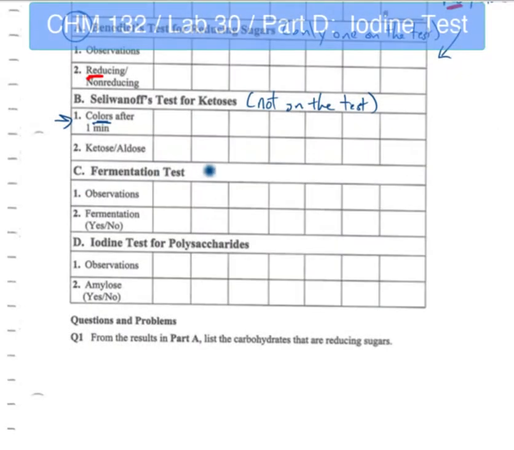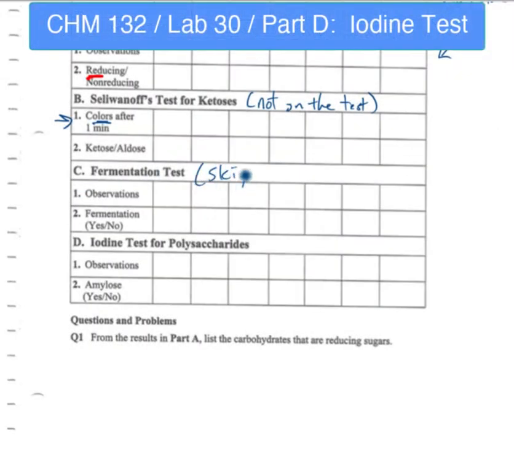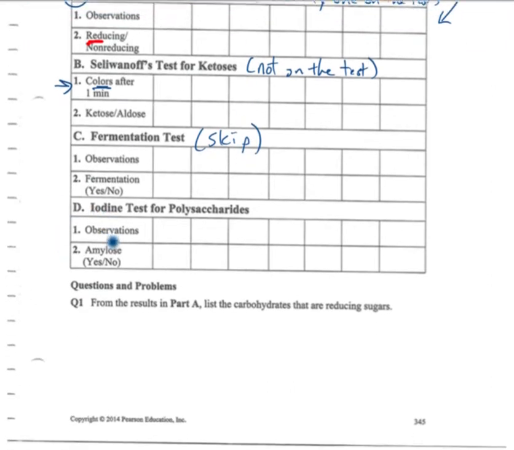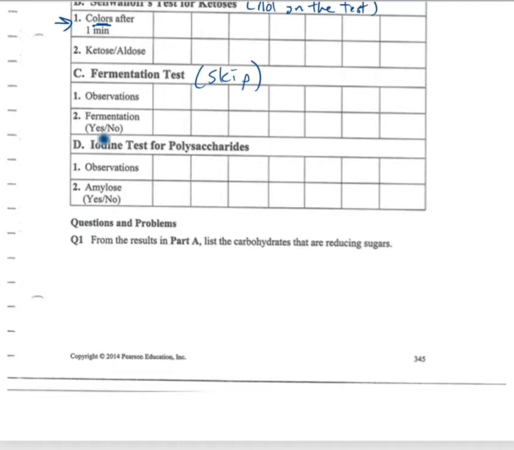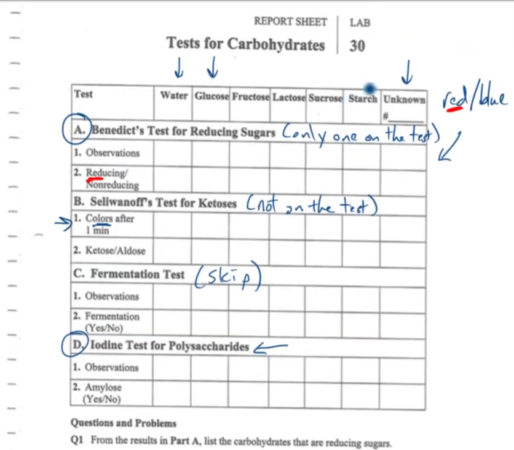Now, for this semester, we're going to skip this reaction. And so the last one that we're going to deal with is the iodine test for polysaccharides. This one is faster than any of the others, okay? If we're testing for polysaccharides, well, I mean, the only one that we see here is starch.